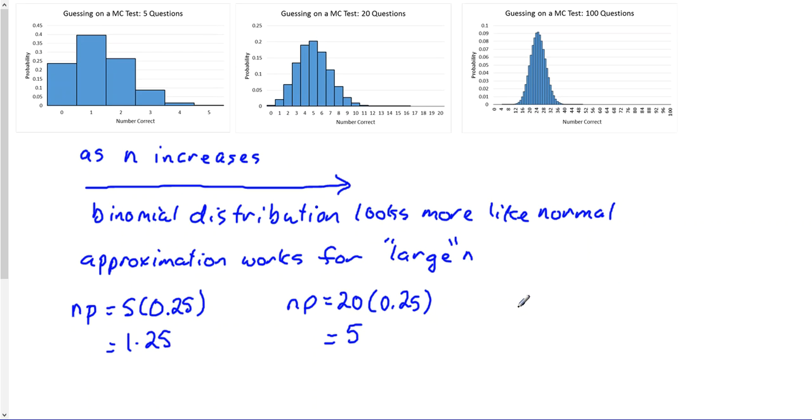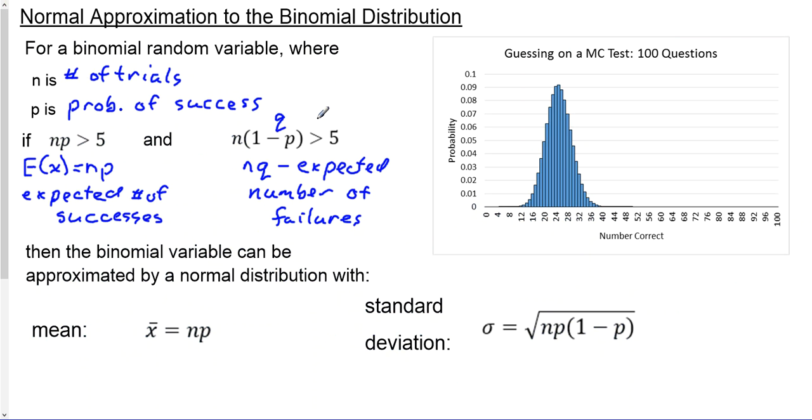And of course, for this one on the right, we've got 100 times 0.25, 25, which is clearly greater than 5. So definitely the normal approximation is going to apply, and we have a nice looking normal shaped curve up there. Okay, and in this case we only have to calculate the number of successes because we know the number of failures is going to be larger than the number of successes because the probability of failure is 0.75, or 3 times as big.